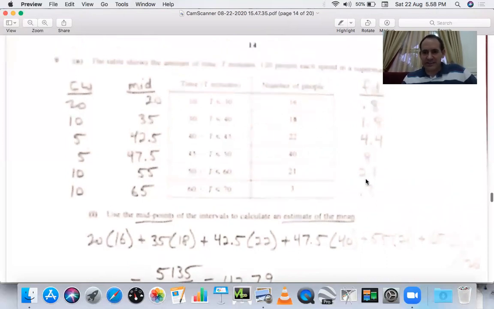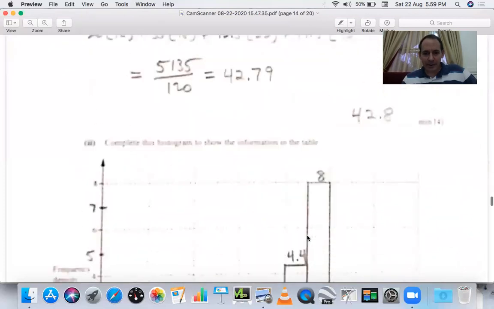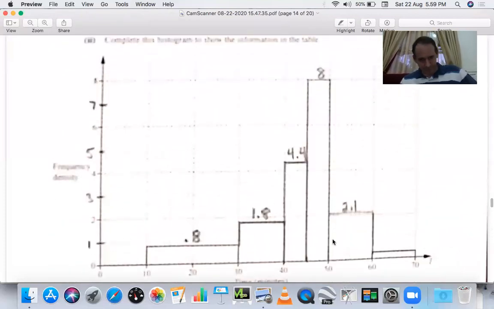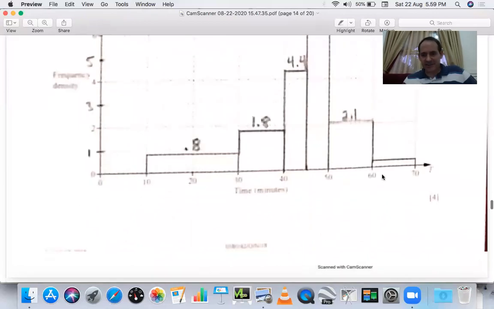So frequency density is the frequency divided by the class width. So 16 divided by 20 is 0.8, 18 divided by 10 is 1.8, and so on. Frequency divided by class width gives you frequency density. Frequency density will be your height that you make your histogram. Make sure the base is connected. There should be no gaps.